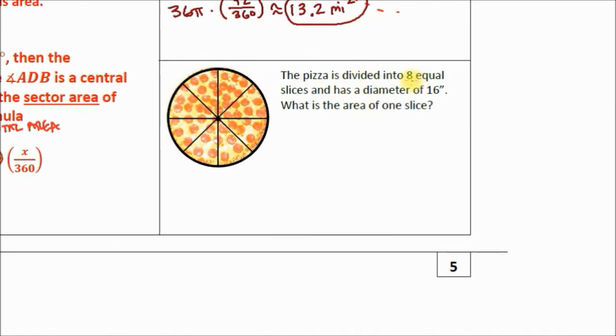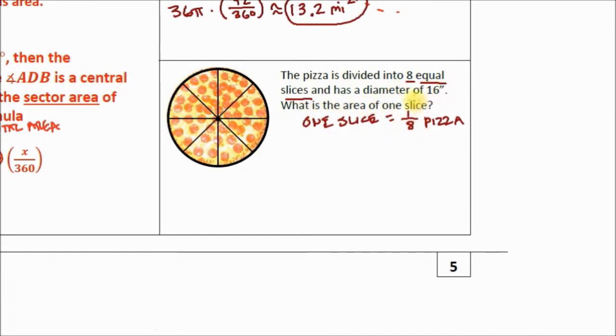This pizza is divided into 8 equal slices. Now I'm going to write this out, class. That means that one slice is 1/8 of the pizza. One piece out of 8 equal pieces. Okay, so the pizza is divided into 8 equal slices and has a diameter of 16 inches. What is the area of one slice?